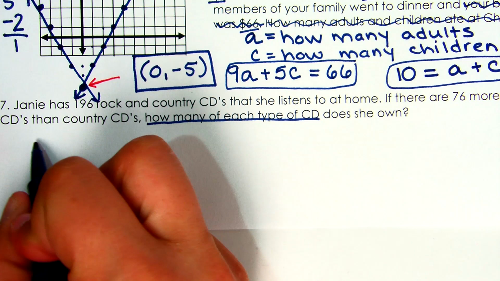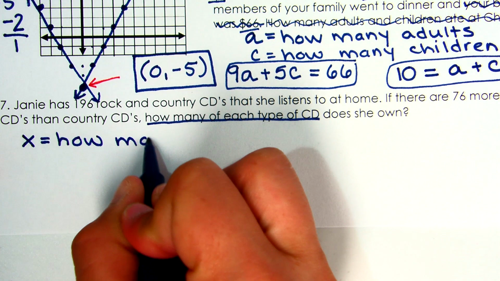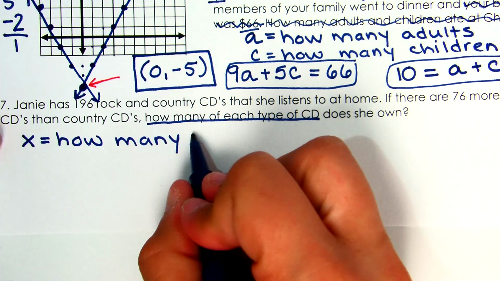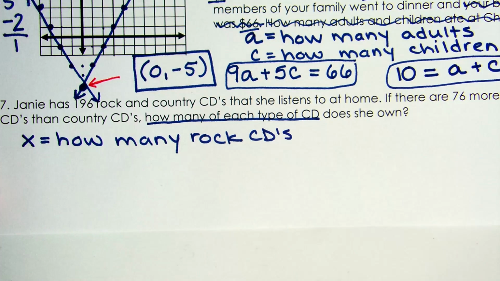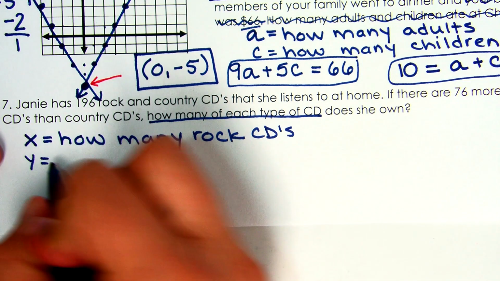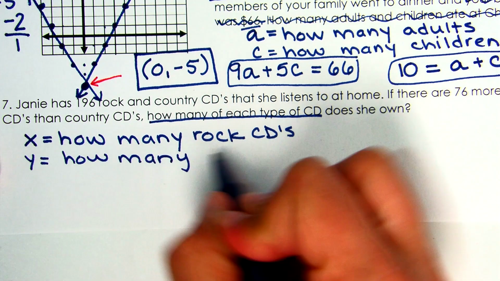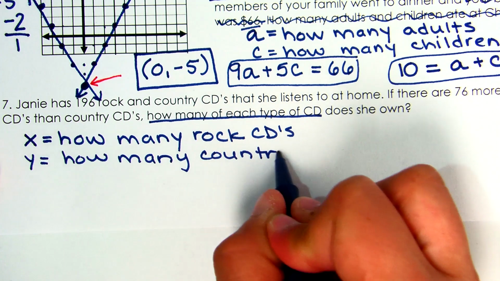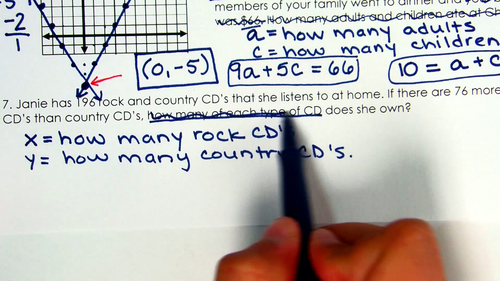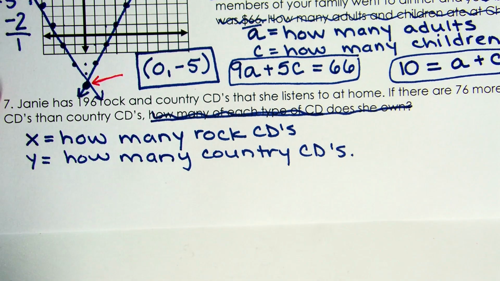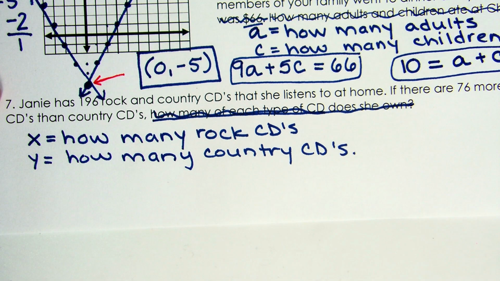So first, I'm going to have X. X is going to be how many of one type of CD. One type of CD is a rock CD. So how many rock CDs? And my other variable, Y, is going to be how many of the other type of CD. So how many country CDs. And then I have used that last bit of information. So I have two equations that need to be made.